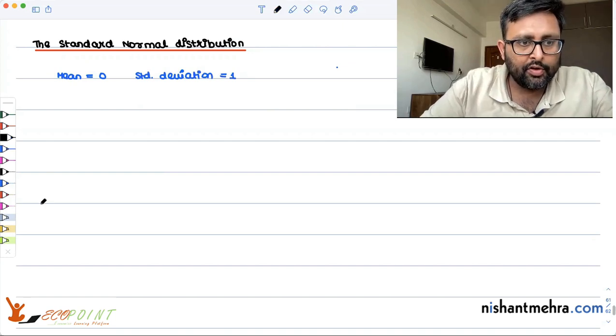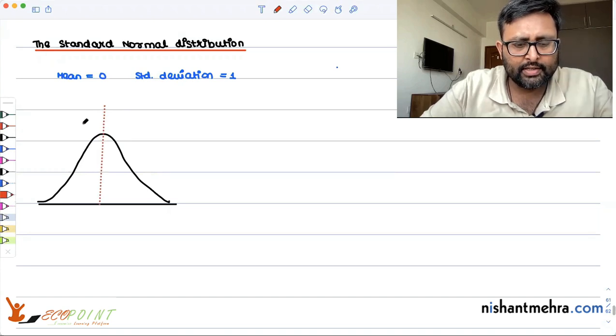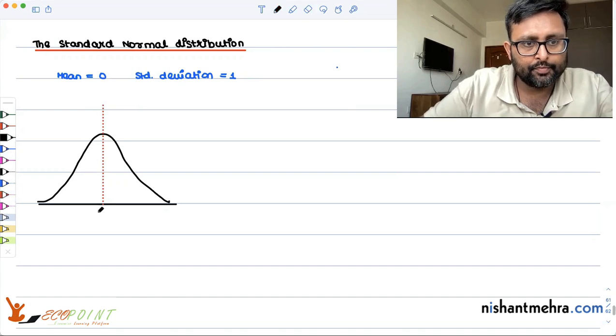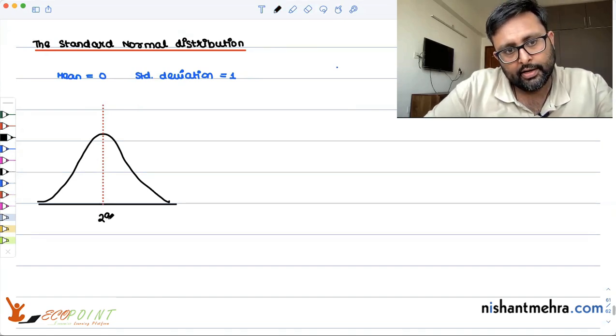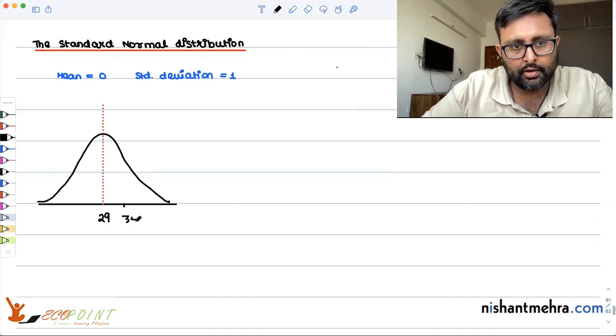And if you remember, we were talking about one kind of an example that day, where we said that we have a data which has a mean of 29, and the standard deviation of 6. So you have one standard deviation here, it's 35, minus one standard deviation here, which is 23, and so on.